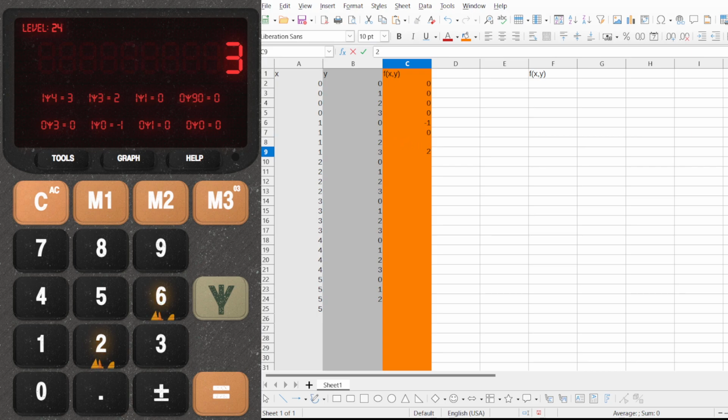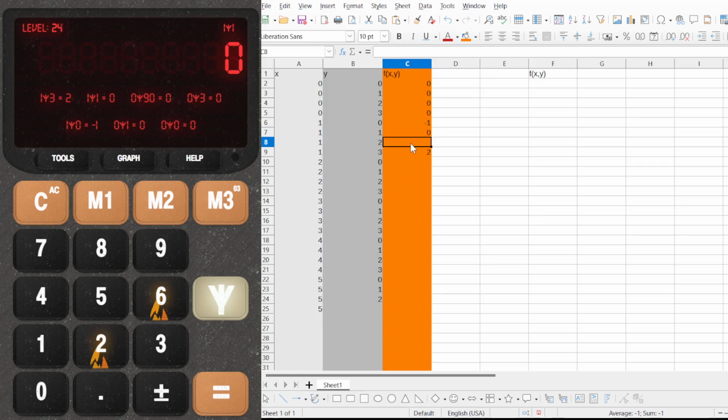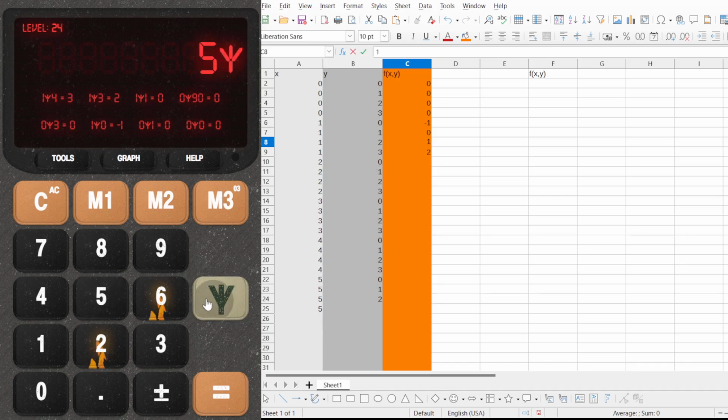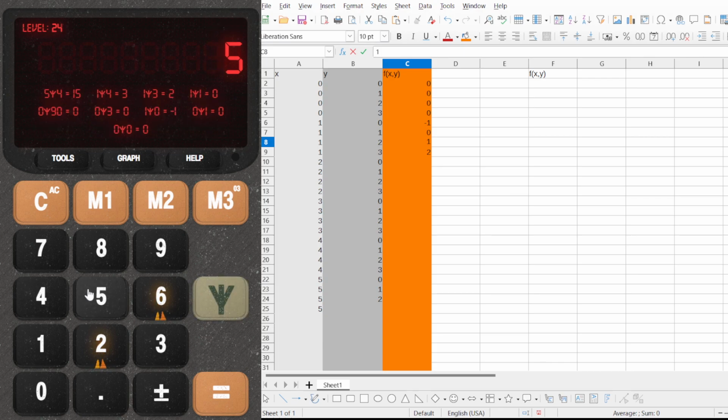Wait a second, 1, 1 was a -1. That's very important. No, 1, 1 was a... Okay, my mistake. Alright, yeah. 1, 1 is still a 0. 1, 2 should be a 1. 2, okay, let's go for 5, 4. It's a 15. Interesting. 5, 5 is a 20.